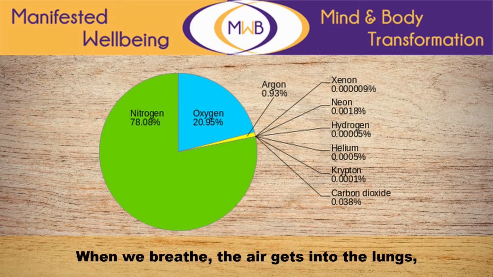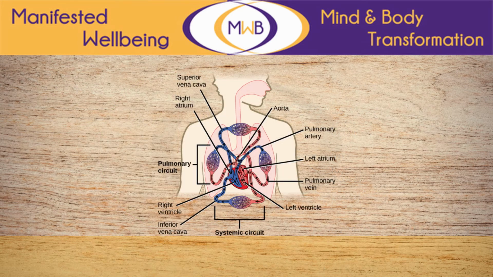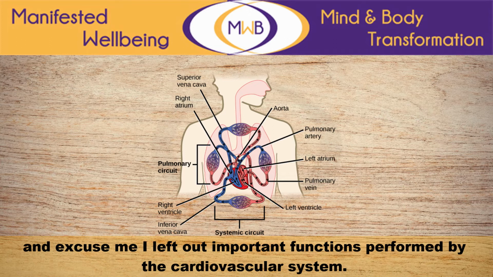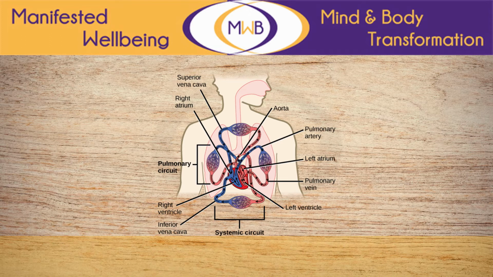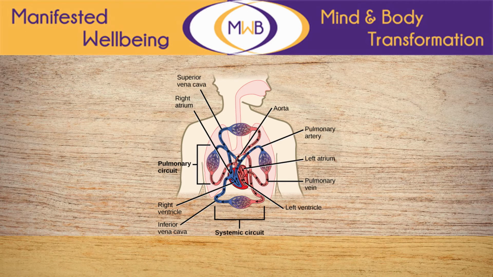When we breathe, the air gets into the lungs. The heart pumps blood coming from the organs, passing through the lungs and going back to the organs. The heart is heavily involved in all these processes, but today we will mainly focus on the respiratory system, and excuse me if I left out important functions performed by the cardiovascular system. It could be dealt with in another video. Just let me know in the comment section if you would like to see more about the cardiovascular system.